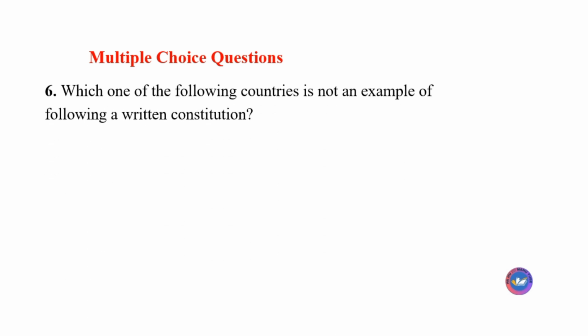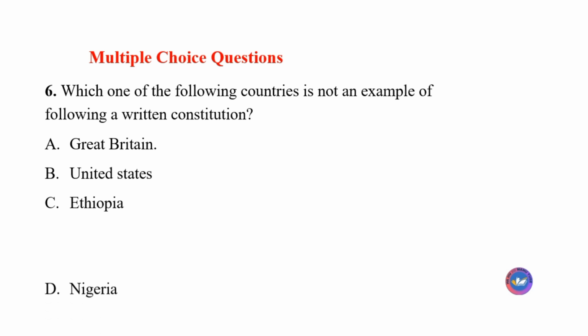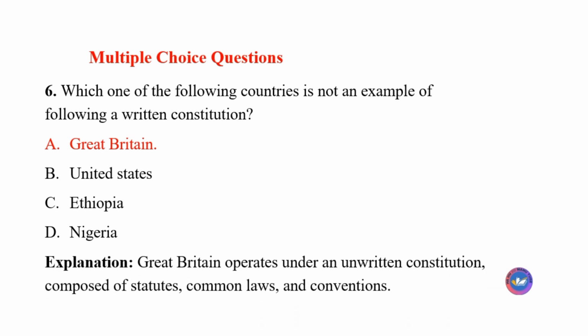Choose the correct answer. Question number 6. Which one of the following countries is not an example of following a written constitution? A. Great Britain. B. United States. C. Ethiopia. D. Nigeria. The answer is Great Britain. Great Britain operates under an unwritten constitution composed of statutes, common laws, and conventions.